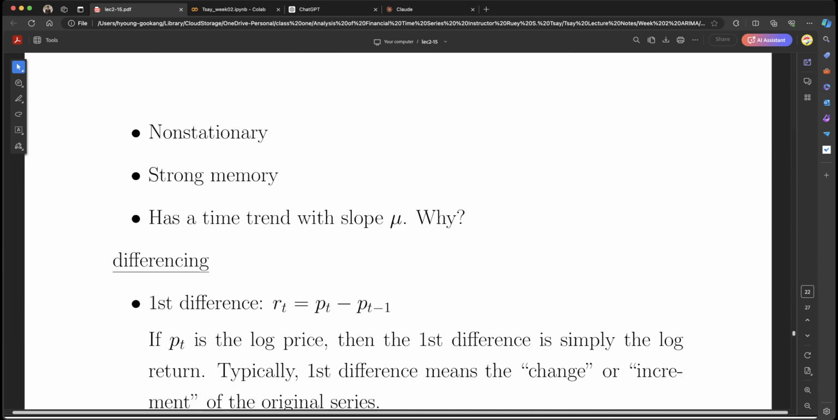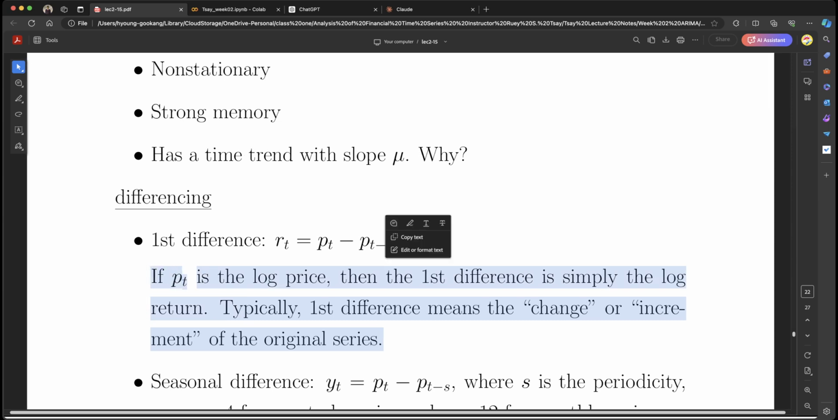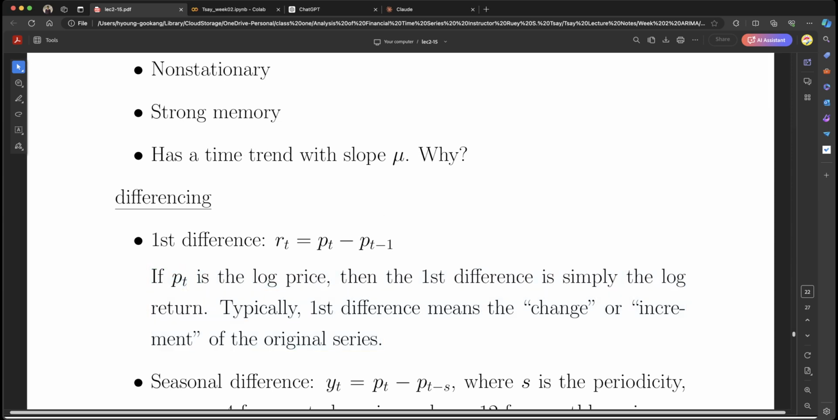One technique is differencing. The first difference is r_t = p_t minus p_{t-1}. If p_t is the log price, then the first difference is simply the log return. Typically, the first difference means the change or increment to the original series. That's why in finance, we prefer modeling return instead of the stock price level itself, because stock price is a random walk. It is not stable.